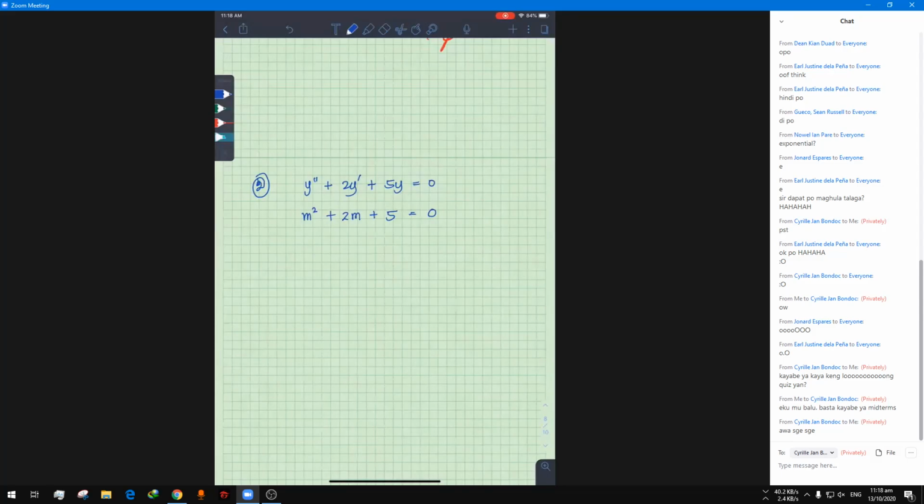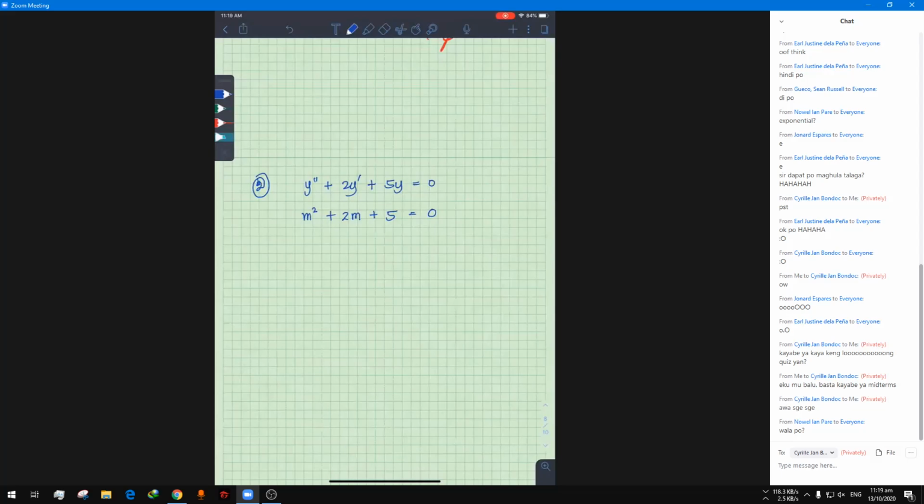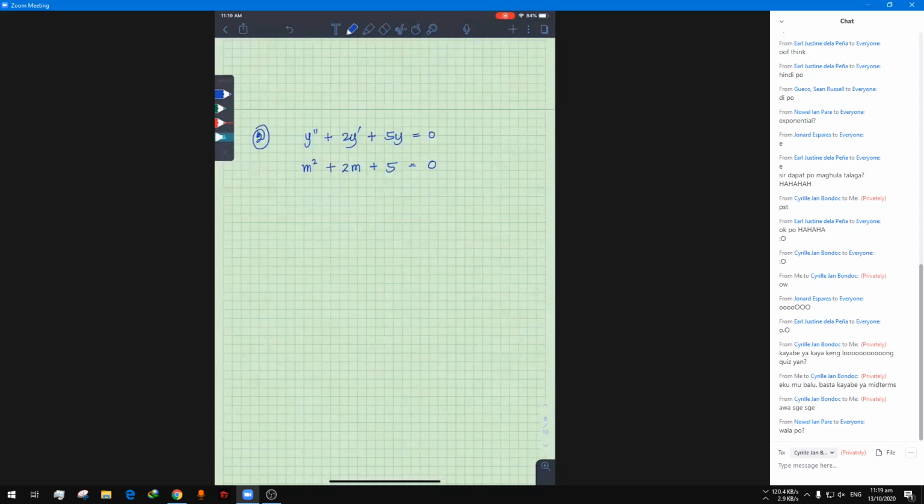Meron? Wala? Wala. Kasi 5, ang factor na lang is 5 and 1. So there's no way na makuha natin yung 2m. So since quadratic ito, we can use the quadratic formula. So m is equals to negative b. So ang b natin is 2. So negative 2 plus and minus the square root of b squared, so 2 squared minus 4AC. So 4, A is 1, C is 5. Divide it with 2A. A is 1.